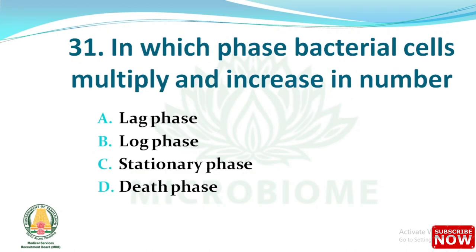And next question, in which phase bacterial cells multiply and increase in number? The options are lag phase, log phase, stationary phase and death phase. The right answer, option B, log phase.